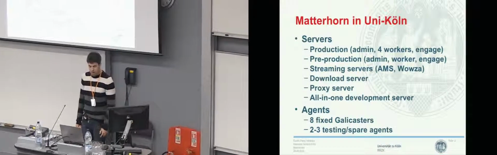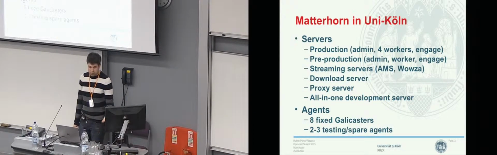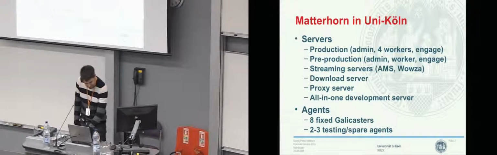Yeah. So right now we've got one production environment. We've got also a pre-production system with only one worker, two streaming servers, one download server, one process server. Well, you can read it there. And eight fixed rooms, and also two or three Galicasters that we use for spare components if some of the other units break, and those are currently sitting on my table, in my office.